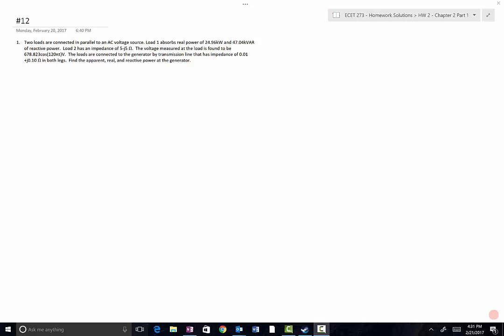So if we're to draw a circuit diagram of what was just said in that problem statement, we've got a voltage source. It's AC. It is connected to some sort of load through transmission lines, and the transmission lines have an impedance of 0.01 plus j0.1 per leg. So that's 0.01, that's j0.1. The same is down here, as they said, per leg, 0.01, j0.1.